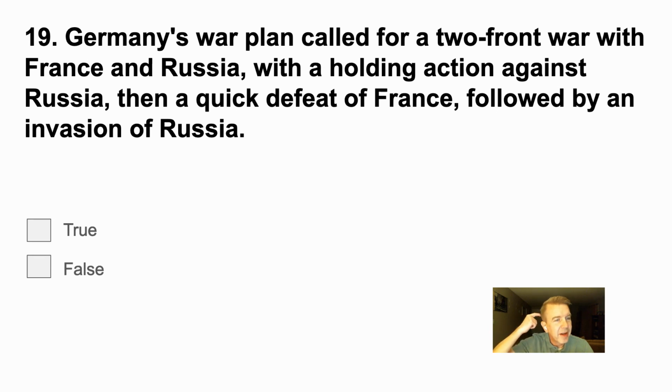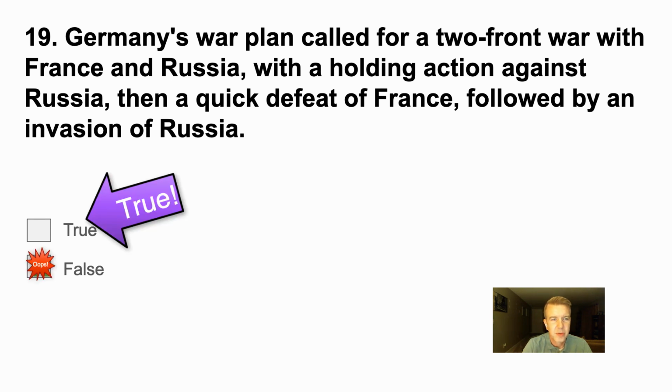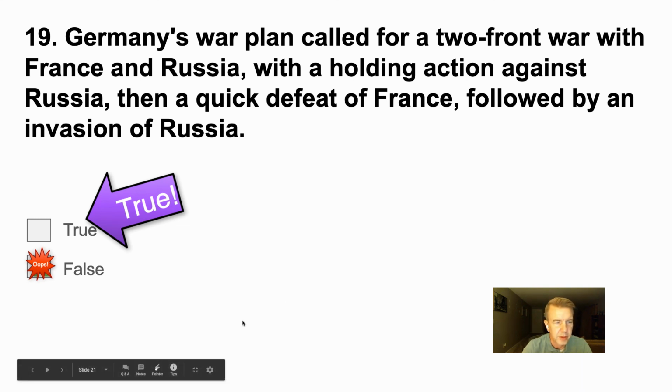Moving on here, Germany's war plan called for a two-front war again, with a holding pattern action against Russia, just to keep it in place, a quick defeat of France, and then we would turn and invade Russia. That doesn't quite work out for them, and they're stuck the entire war basically until 1917. This two-front war, their goal is a quick defeat of France. And I've got this actually on here incorrectly. That should be true. Sorry.